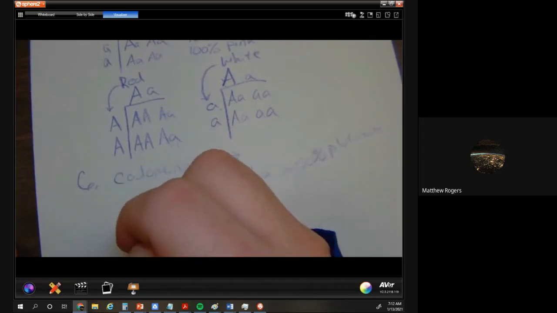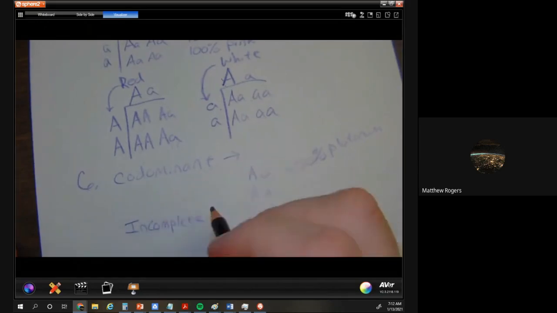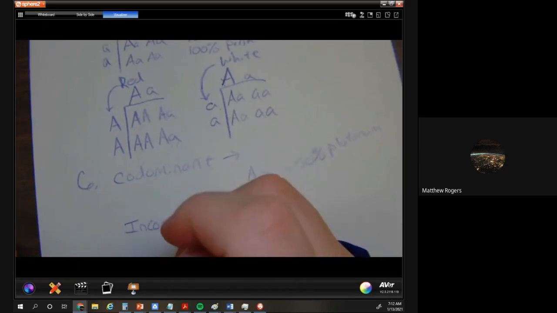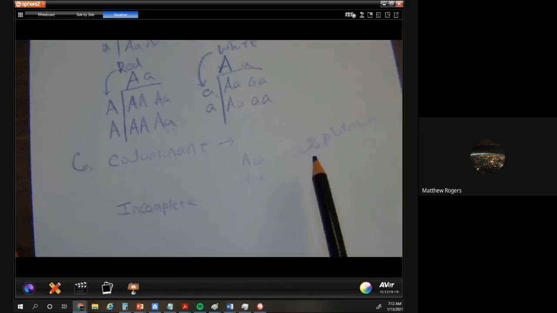You could say it's incomplete dominance. You could say maybe it's a mix between two. The codominance shows like black and white at the same time, making that silver color. Incomplete dominance, maybe it's actually a blend. You get the same idea. It's just a different way of looking at how the color is actually made.